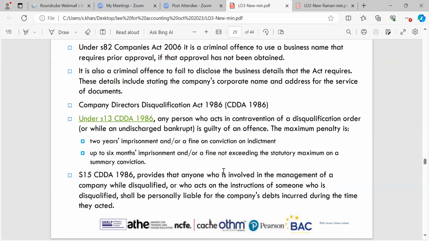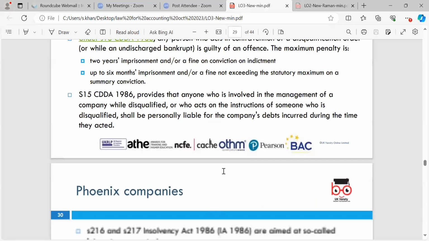Under Section 13, any person who acts in contravention of a disqualification order is guilty of an offence. The maximum penalty is 2 years imprisonment or a fine on conviction on indictment, or up to 6 months imprisonment or a fine not exceeding the statutory maximum on summary conviction.